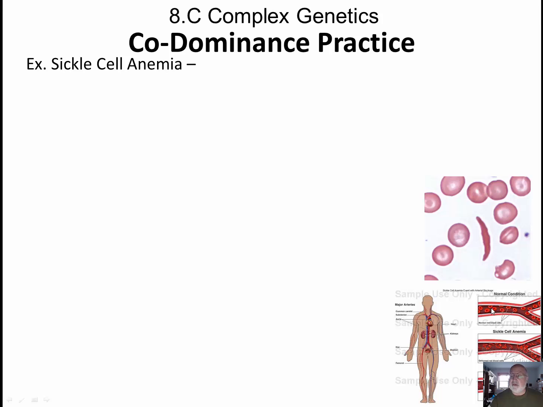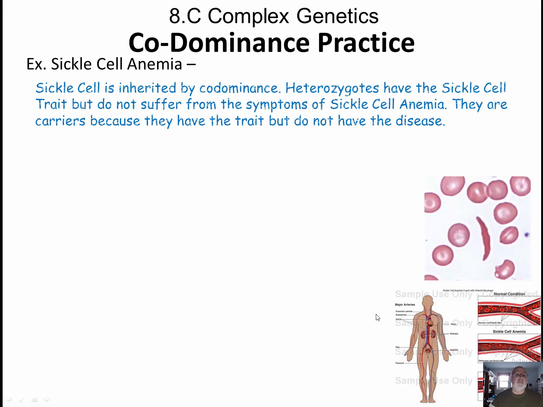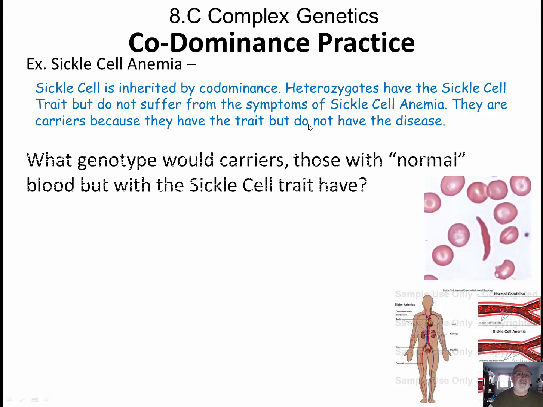Usually what it means is a blood transfusion where you pull out the sickle cell blood and you put in healthy blood, but sooner or later the body is going to replace the dead donated cells with sickle cell, because that's the protein they produce. Sickle cell is inherited by codominance. Heterozygous ones, sickle cells are the carriers. They do not suffer from the symptoms of sickle cell anemia, but they do have the genetics for it, and they can pass it on to their kids.